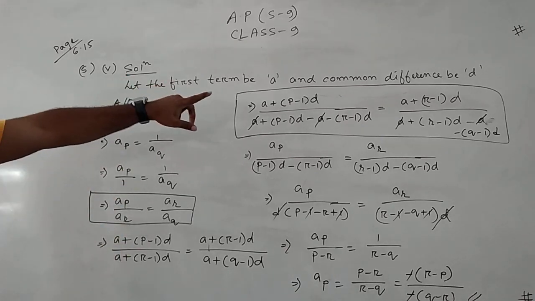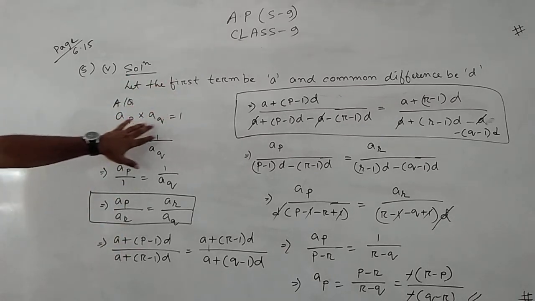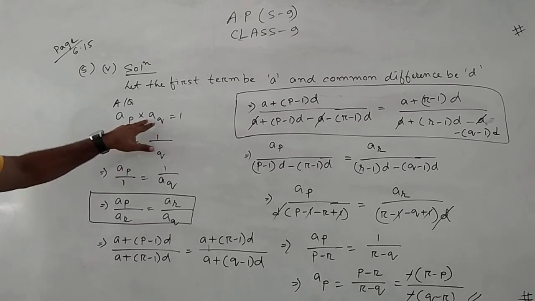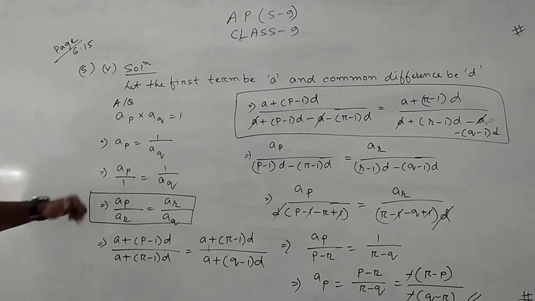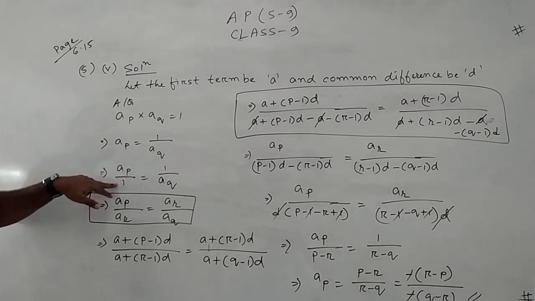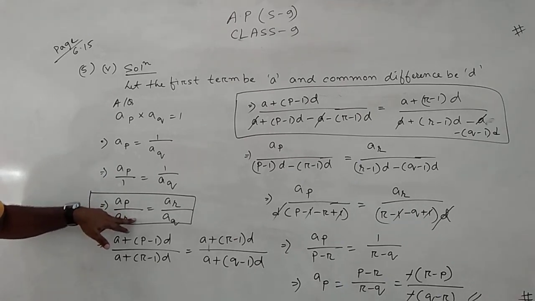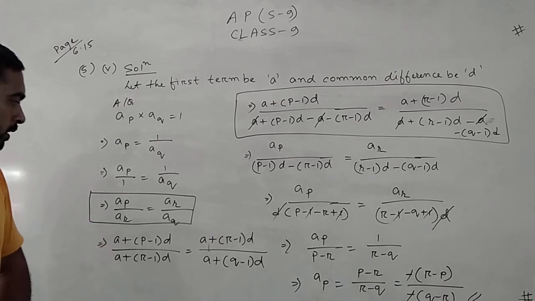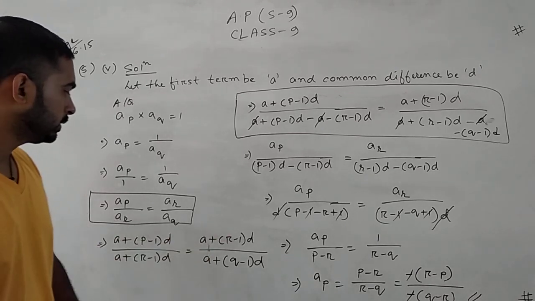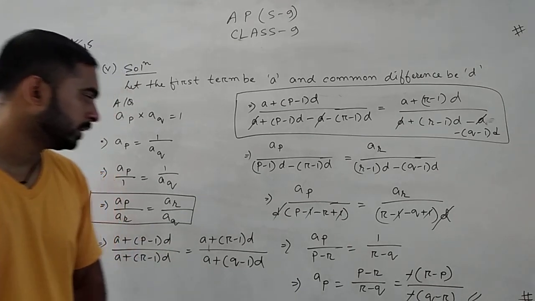First term a, common difference d. Their product equals 1. So AP equals 1 by AQ. So AP by 1 is AP, 1 by AQ. Now 1 is given as the rth term. So I replace both this 1 by AR because the rth term equals 1. Now AP equals a plus p minus 1 d. The rth term equals a plus r minus 1 d, and the qth term a plus q minus 1 d.